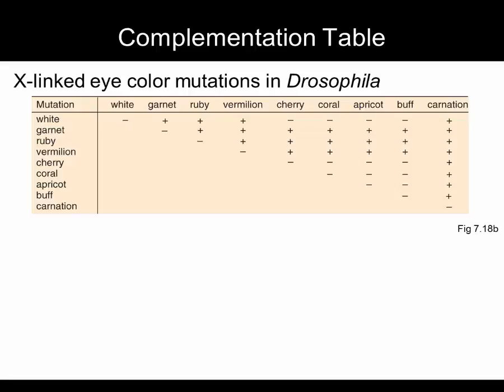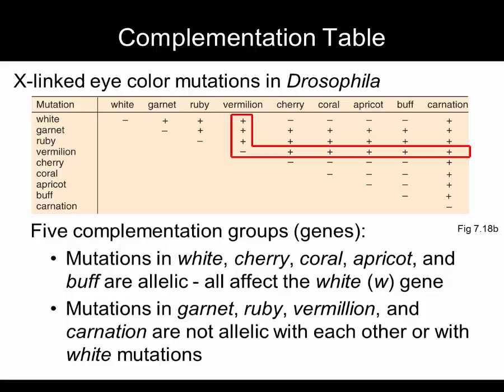Since normally only half of a complementation table is filled out, it can be hard to read some of the other genes. The trick is to look in an L shape. Let's see which mutants complement with vermilion. We go to the vermilion column, move down until we get to the vermilion-vermilion cross, then move across the row. We can see that it complements with every other mutation. It's in a different gene from any of the others. Garnet, ruby, and carnation are also in different complementation groups, and thus different genes. In total, that makes 5 different genes controlling eye color.